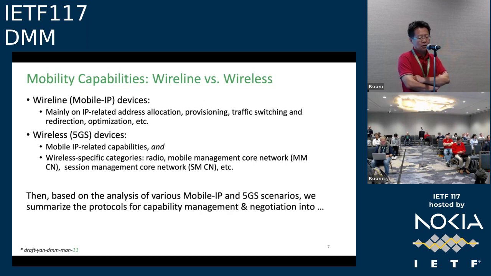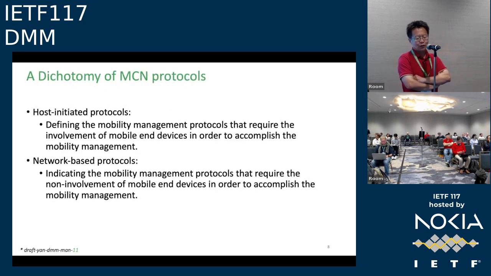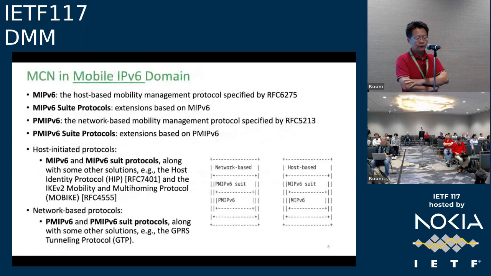Yes. So as I mentioned here, this time we significantly restructured the draft. The network is the base analysis of various mobile IP and 5GS scenarios. And then we summarize the protocols for capability management and negotiation into two categories. One is called host-initiated. The other one is network-based. The main difference is that host-initiated requires active involvement of the mobile end devices during the negotiation part, while network-based does not require active involvement of the mobile end devices. That is the major thing, based on all the analysis from mobile IP, IPv6, and the mobile wireless. So we give this a dichotomy of the MCN protocols.